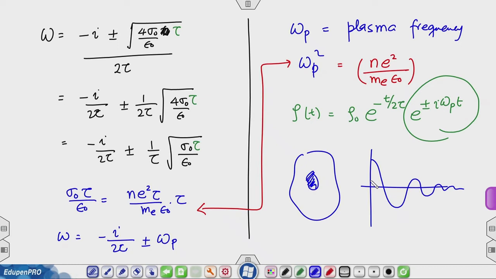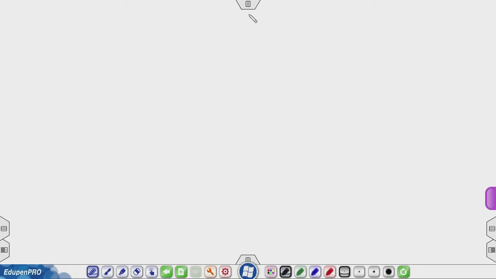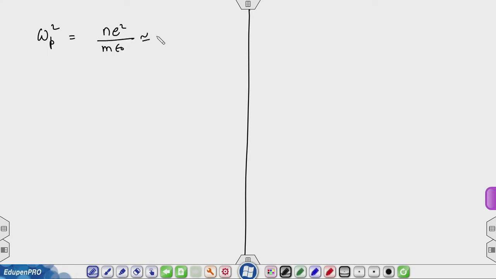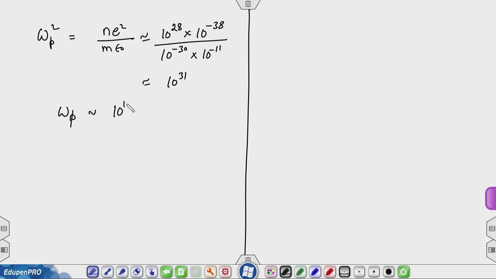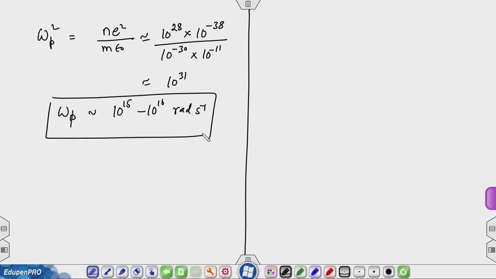Let us just find out what the range or the scale of omega p is. So, this frequency omega p square is n e square over m epsilon 0: 10 raised to 28 or 29, e square is 10 raised to minus 38, divided by m of the order of 10 raised to minus 30, epsilon 0 10 raised to minus 11. So, that gives you 10 raised to minus 41, 10 raised to 3, of the order of 10 raised to 31. So, omega p you can say is of the order of 10 raised to 15 to 10 raised to 16 radians per second, which is on the upper end of the optical frequency or in ultraviolet. So, these oscillations occur in ultraviolet.